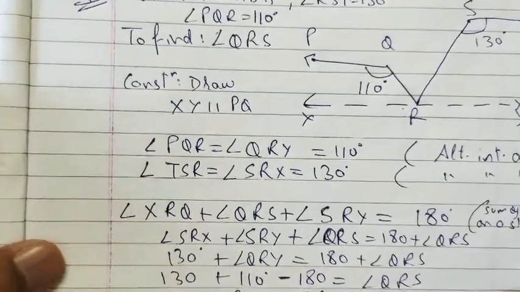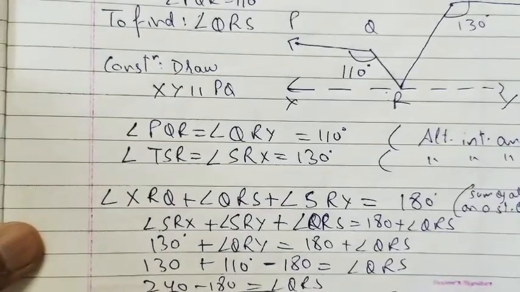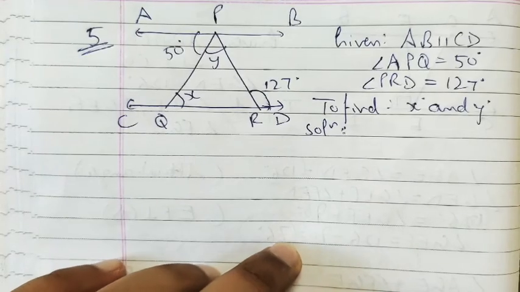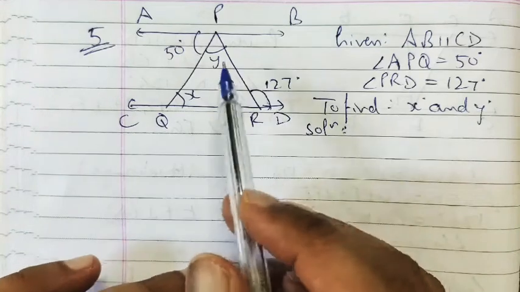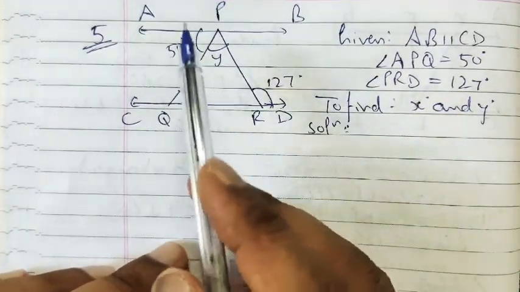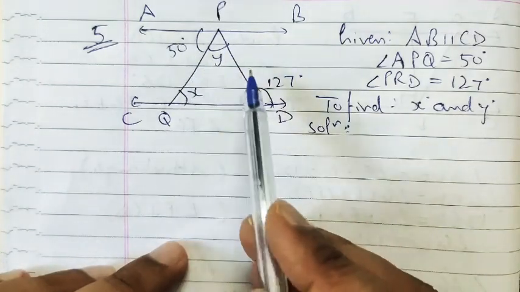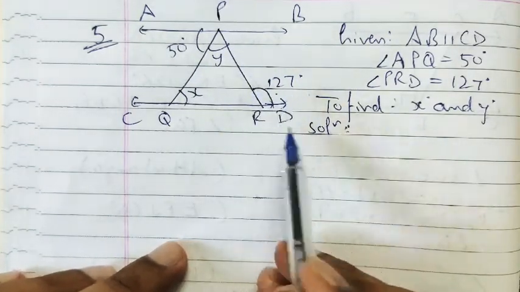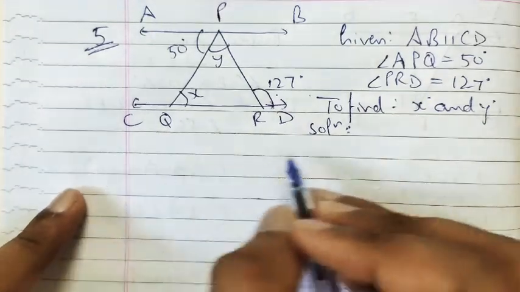Question number four done. Next question is question number five. It is given that AB is parallel to CD, angle APQ is 50 degrees, and PRD is 127 degrees. We need to find out X and Y.